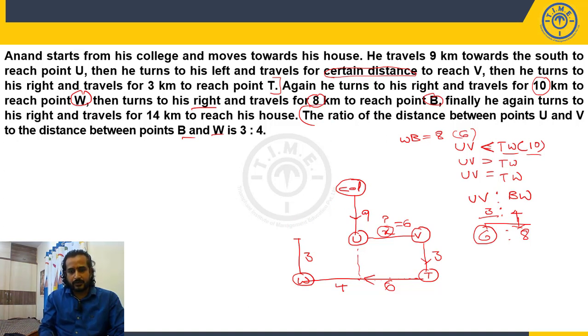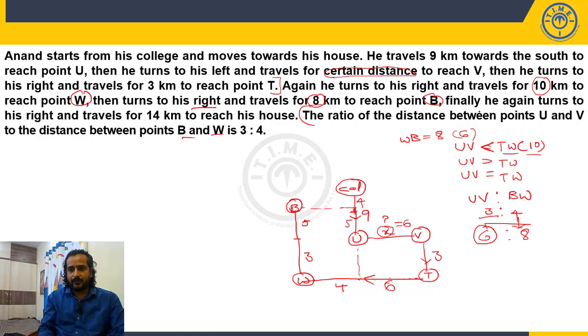But the college to U distance is how much? 9. So the 5 kilometers will be less than that. Okay, let us assume that this is a 5. So to reach point B, this is point B. Now, till here what have we taken? 5. So the remaining will be 4. Okay, so these two are in line.